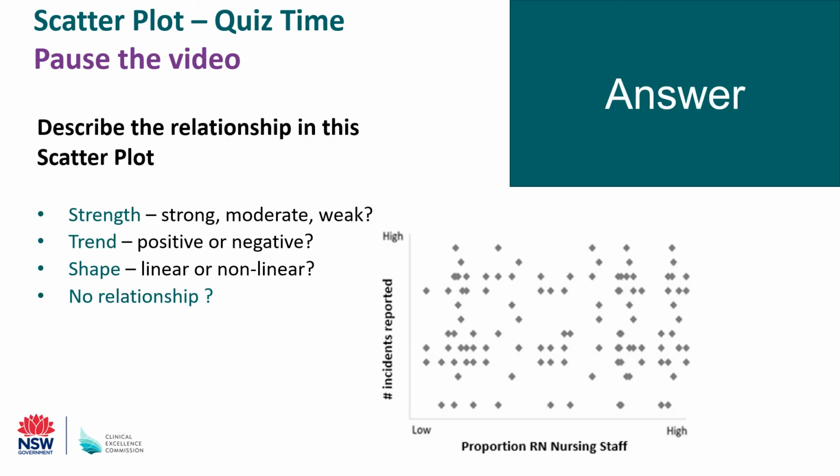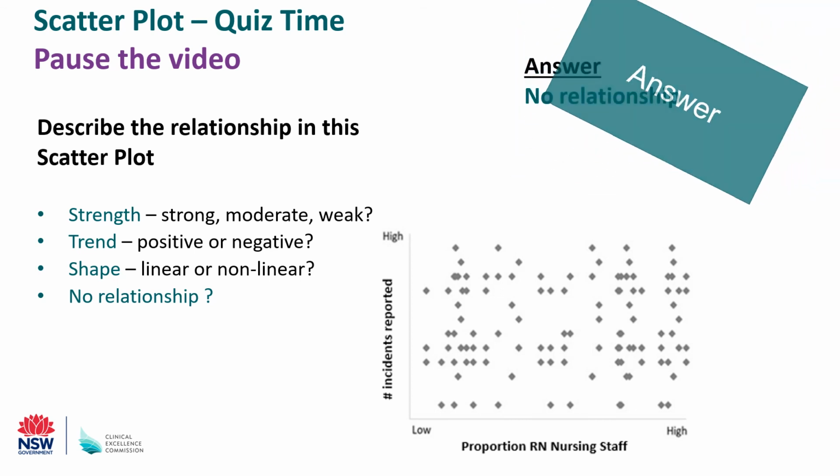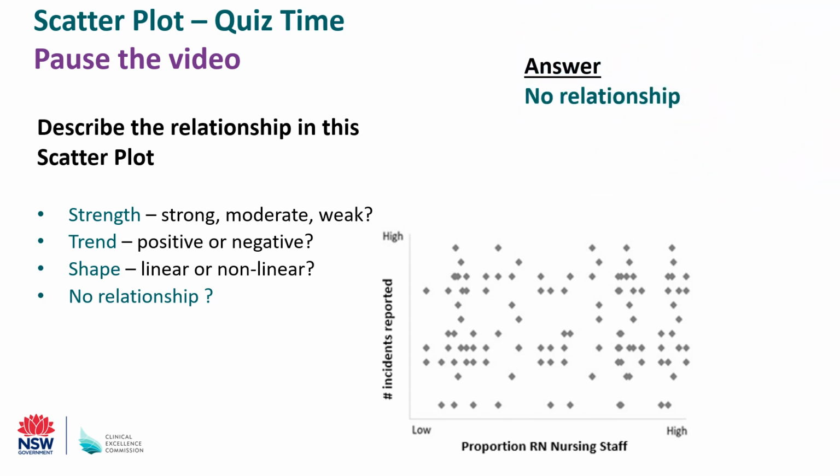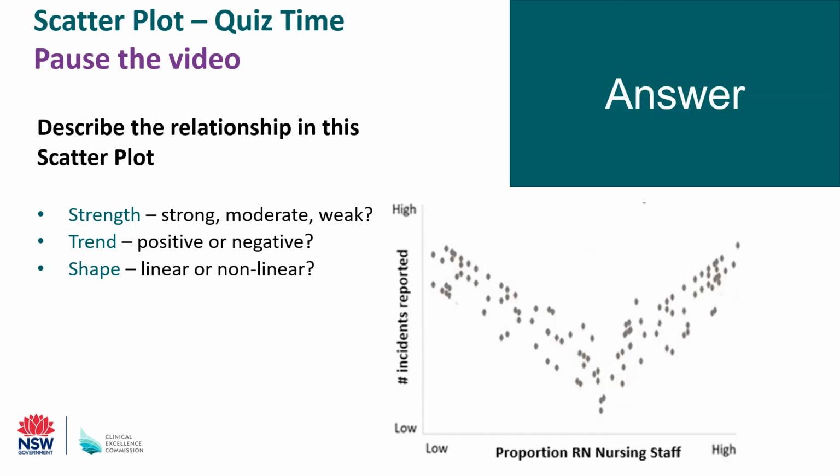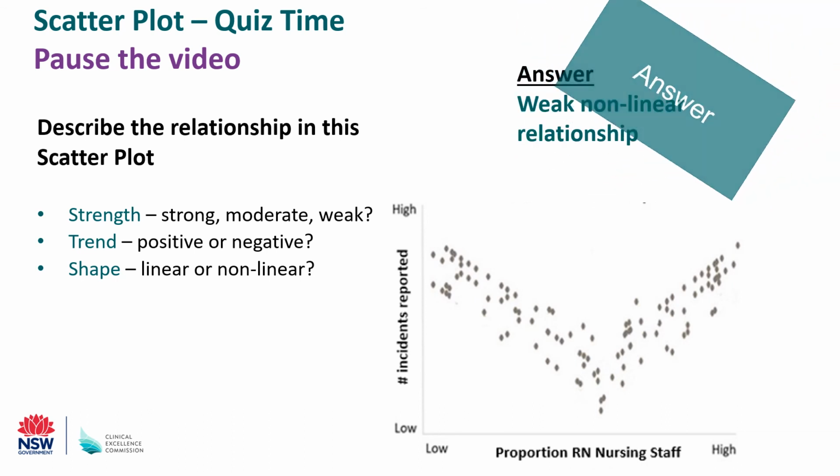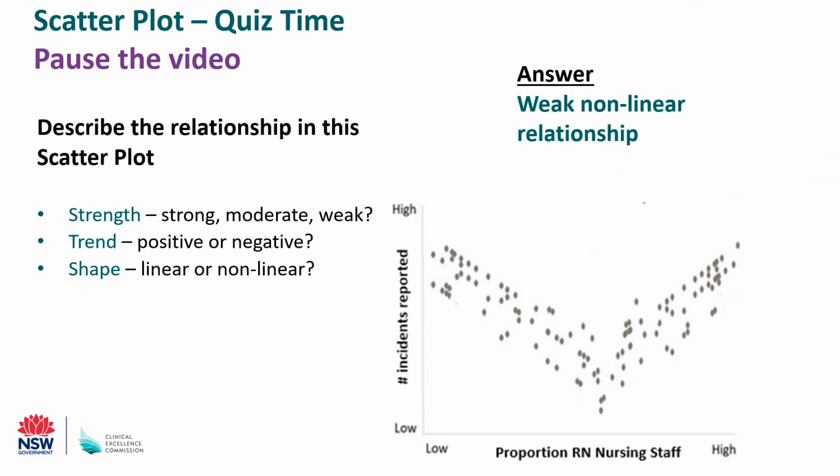Describe the relationship in this scatter plot. Is there any strength in the data? What is the trend? And is there any shape in the data? The answer is there's actually no relationship. Describe the relationship of the data in this scatter plot. Look at the strength, the trend, and the shape. So describe the relationship. The answer is that it's a weak, non-linear relationship.